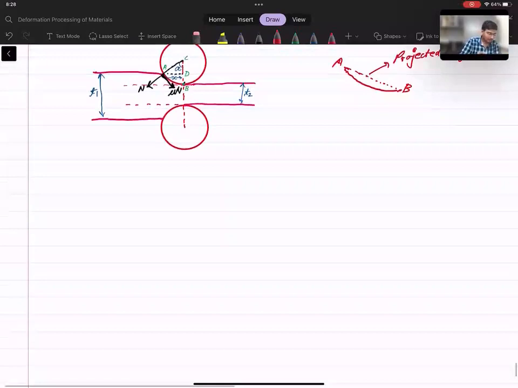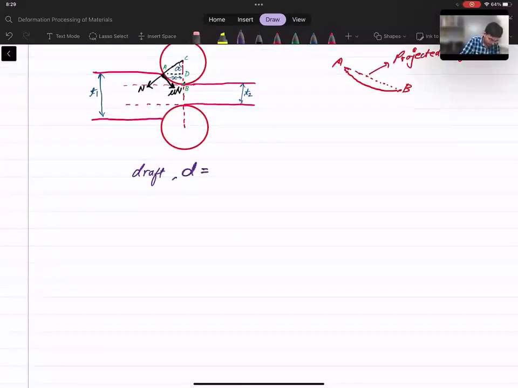Now we know that the draft is nothing but the difference in the thickness. So T1 minus T2. Okay. So this is the draft which will be observed in this case. And alpha we have defined, this is the bite angle. Okay. So alpha is the bite angle.